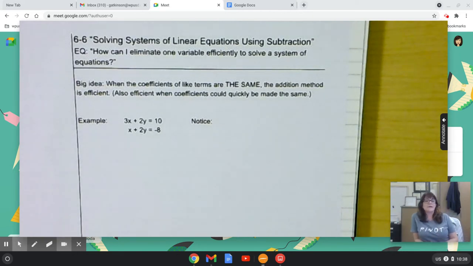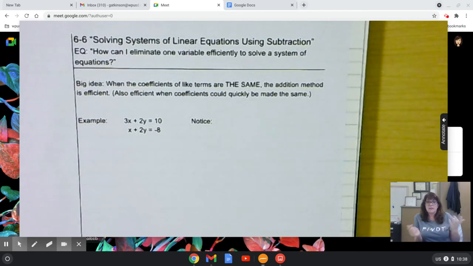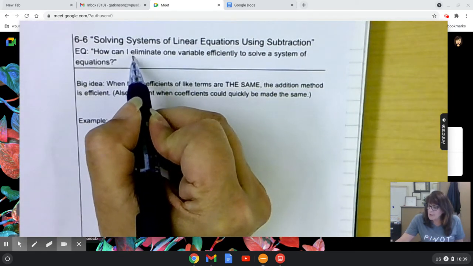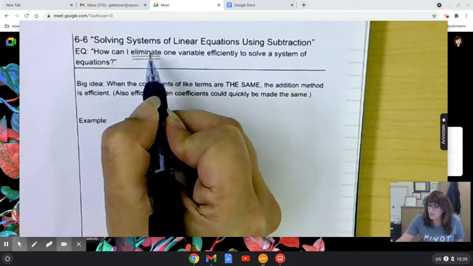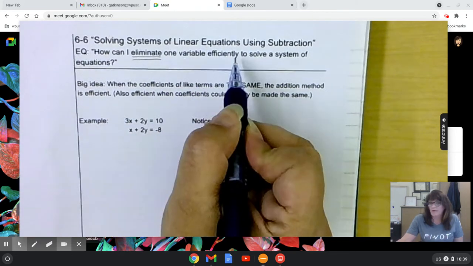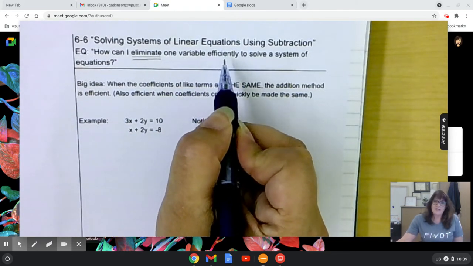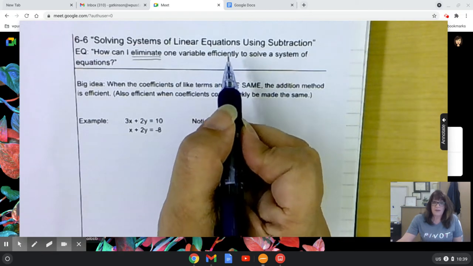So, another math lesson about systems of linear equations. This time we're going to solve systems of linear equations using subtraction. Full disclosure, it's the same as using addition. You're looking for one tiny thing, but it can be changed in any case. And if you remember from the last video, I used that word elimination. So our goal here is to eliminate one variable, and by efficiently, I mean as easy as possible with accuracy.